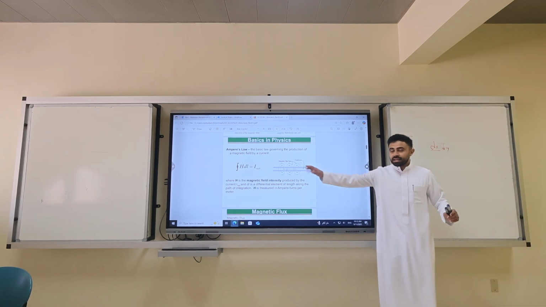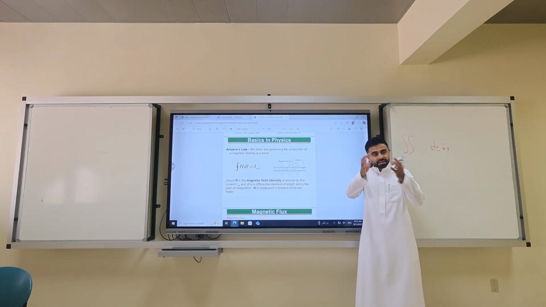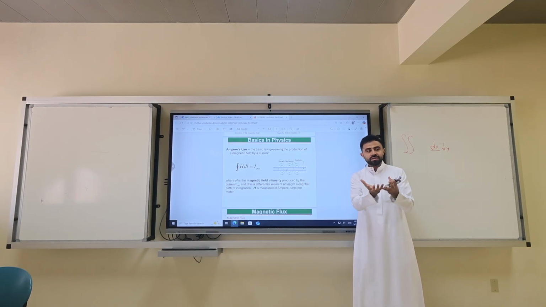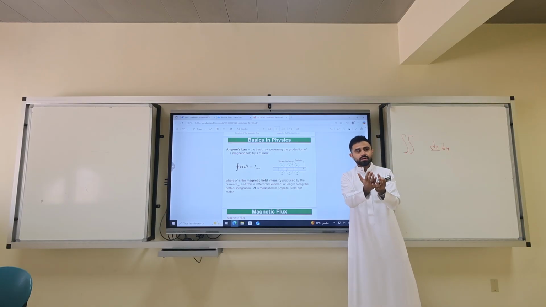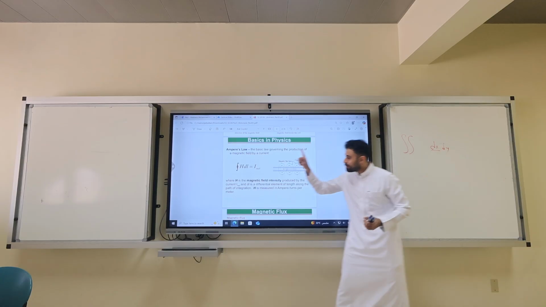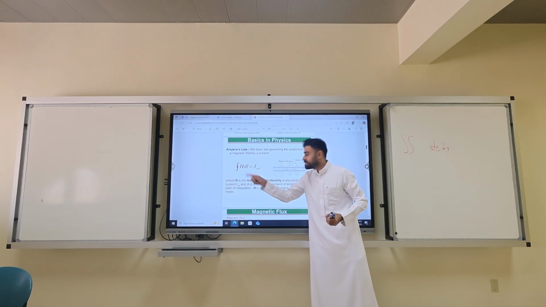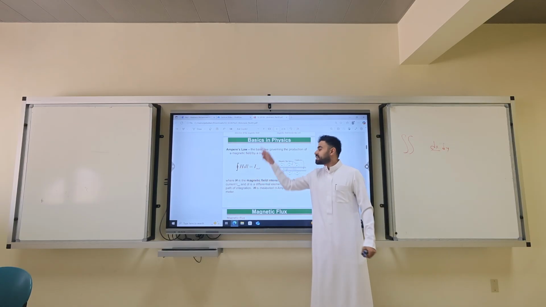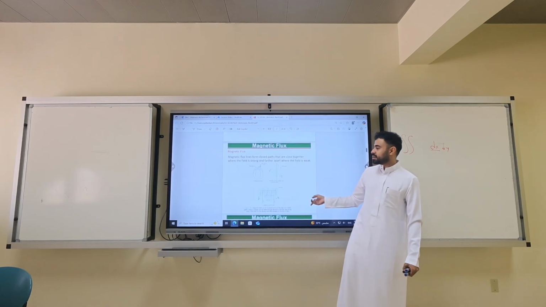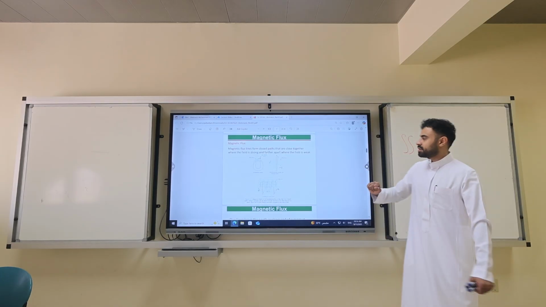But the key: differential length, magnetic field intensity. If you do closed path integration, enclosed, it's equal to the net current. So technically you have to multiply the magnetic field intensity times the differential length, and you get the magnetic field. It's beyond the scope of this course.